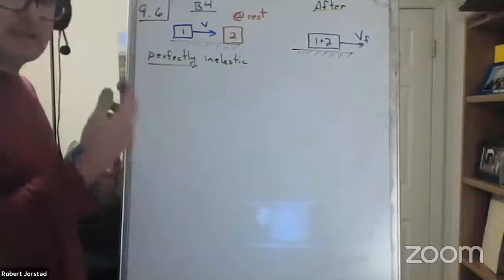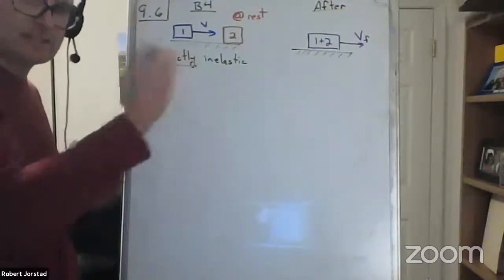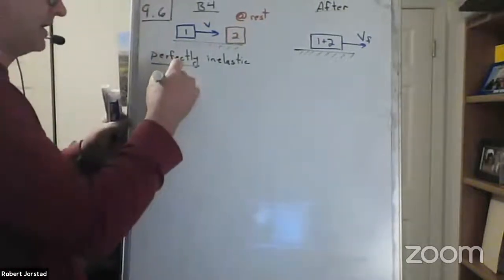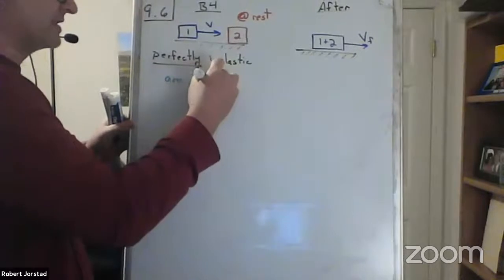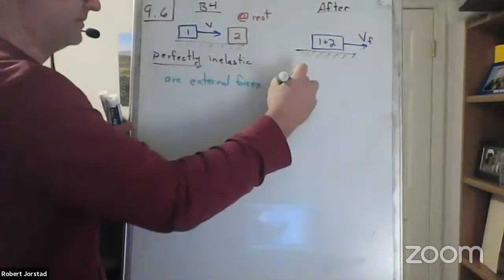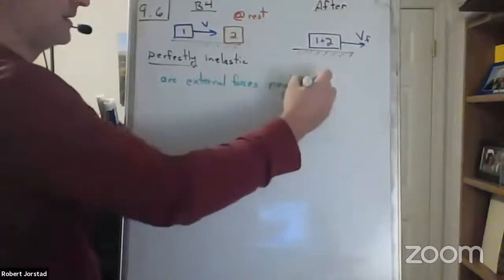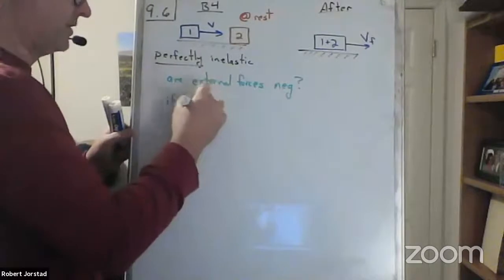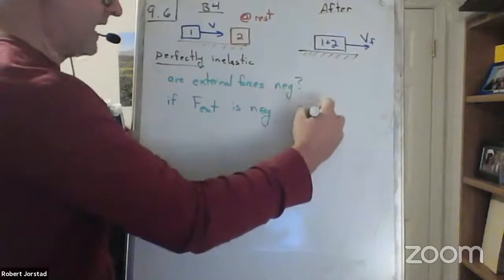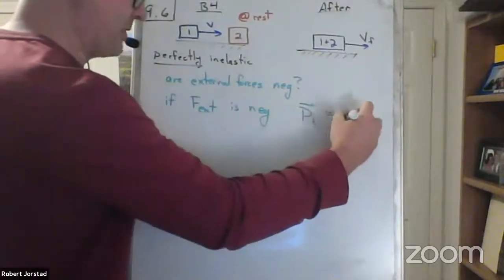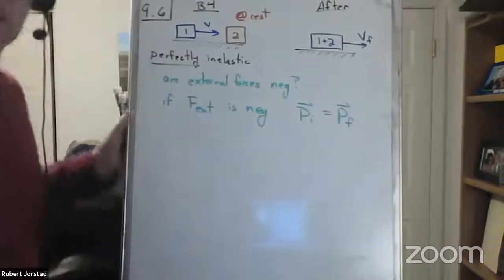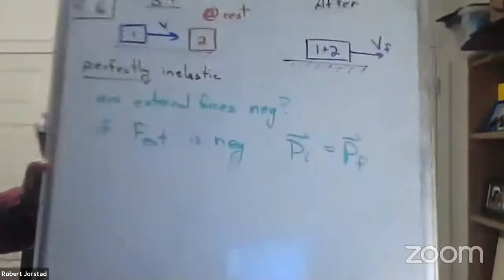First, we should think, is it reasonable to think momentum is conserved? So here's the question you want to ask yourself. Are external forces negligible? If force external is negligible, then we could say momentum initial equals momentum final. So let's take the effort this first time to actually think about it. And let me just scoot this closer for a minute.